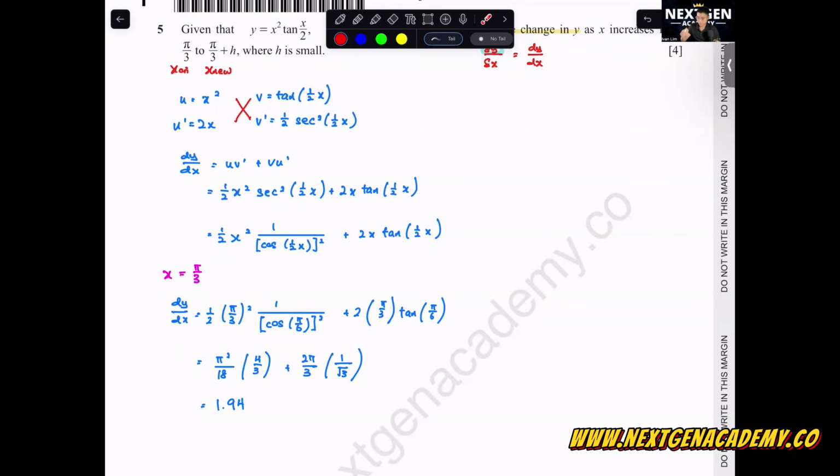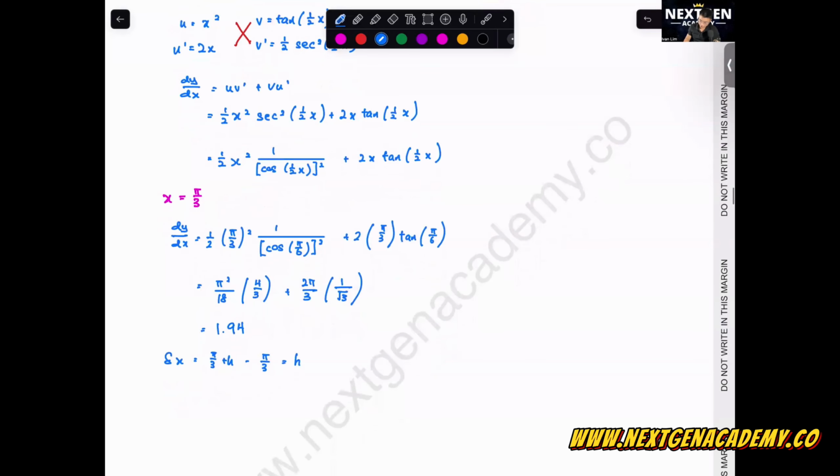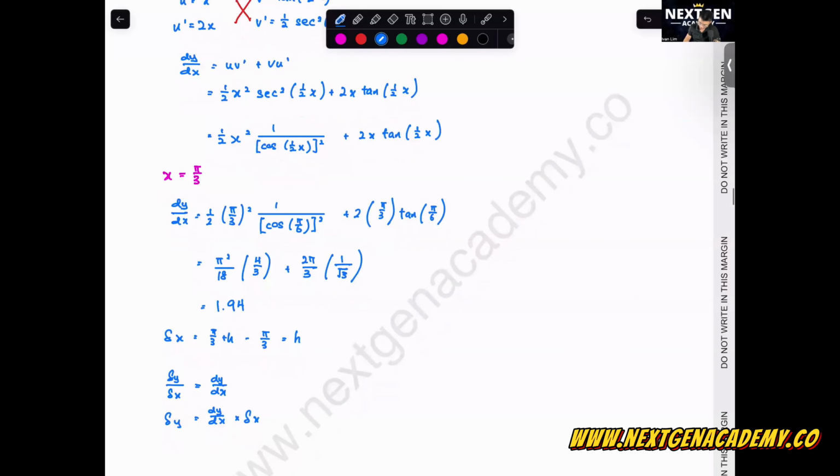All right, we have dy over dx. Now we need to find what is our delta x. Okay, so delta x is you take pi over 3 plus h minus pi over 3. You don't need to write the working for this. You can just straight away write it is h. So the final one, to find delta y over delta x equals dy over dx, delta y is dy over dx multiplied by delta x. So the answer is 1.94 times h, 1.94h.